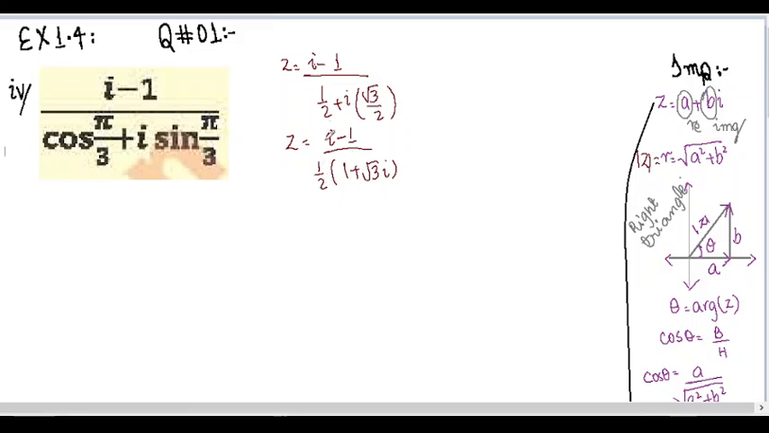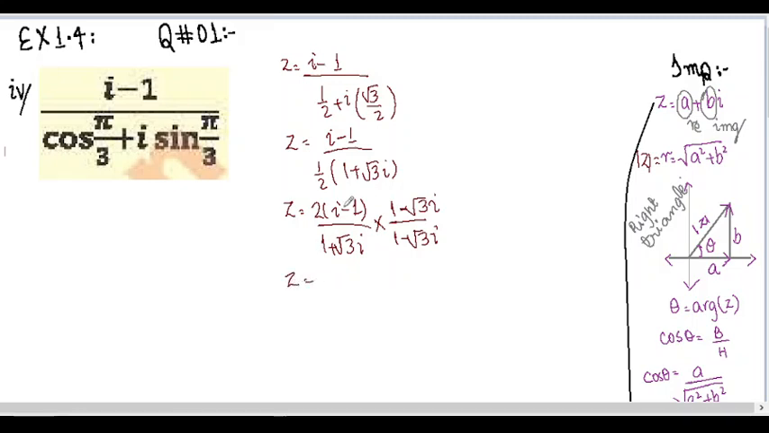This 1 by 2 comes upwards and multiplies with the numerator, so we get z equals 2 into (iota minus 1) whole divided by 1 plus square root of 3 iota. Now we have a complex number in the denominator. To remove it, we multiply and divide by the conjugate of the complex number in the denominator, which is 1 minus square root of 3 iota.